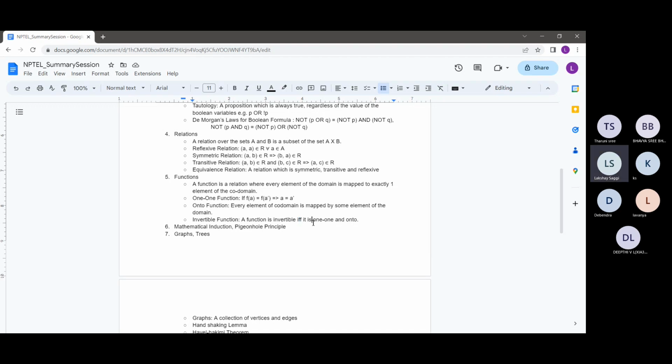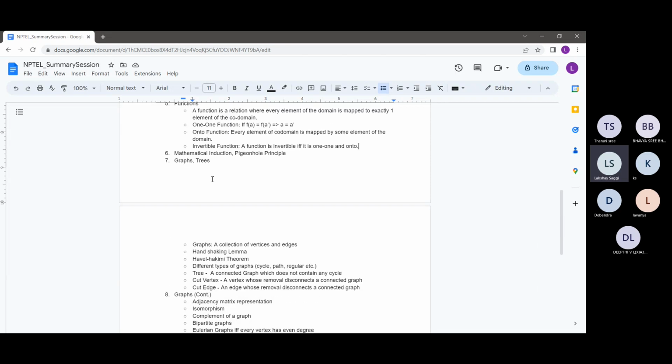So yeah, I think we should sort of learn these definitions in high school also, but I guess it's fine if we have covered this again in the course. So yeah, a function is invertible if and only if it is one-one and onto. So this was till week 5.